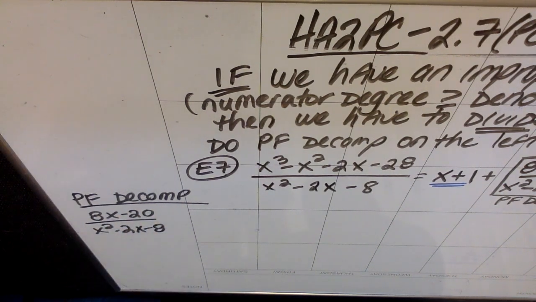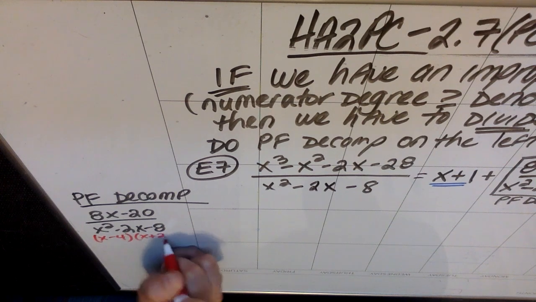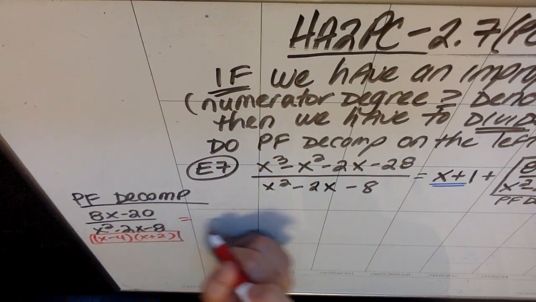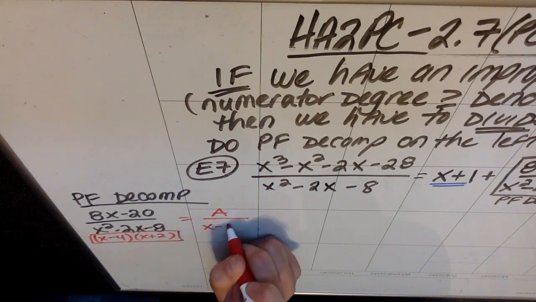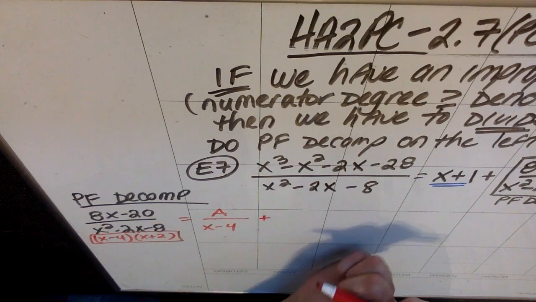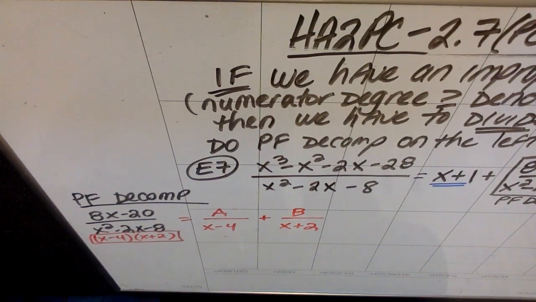Now remember, first rule is when you're doing a decomposition, you have to factor the denominator fully. So this is an x minus 4 times an x plus 2. And that's the way I'm going to consider that denominator from here on out. So that's going to be equal to an A on top of an x minus 4, because it's a linear factor, so it's a constant numerator, plus B over an x plus 2.